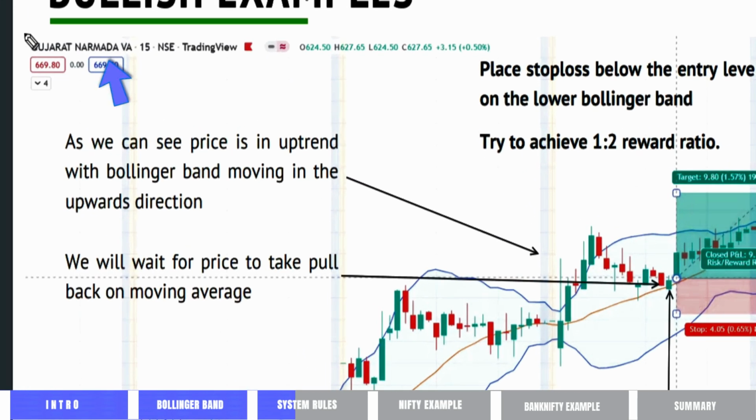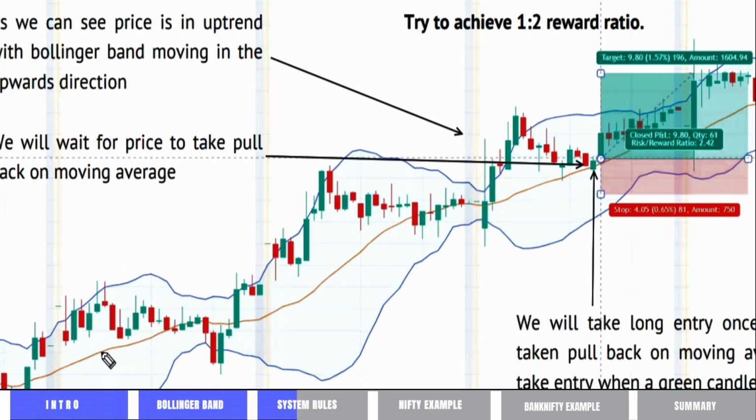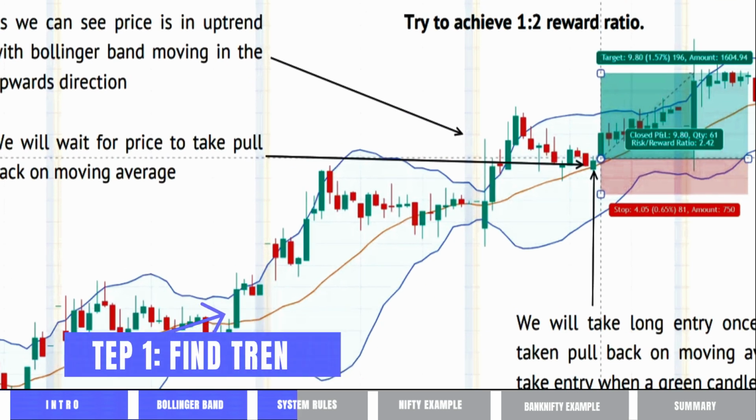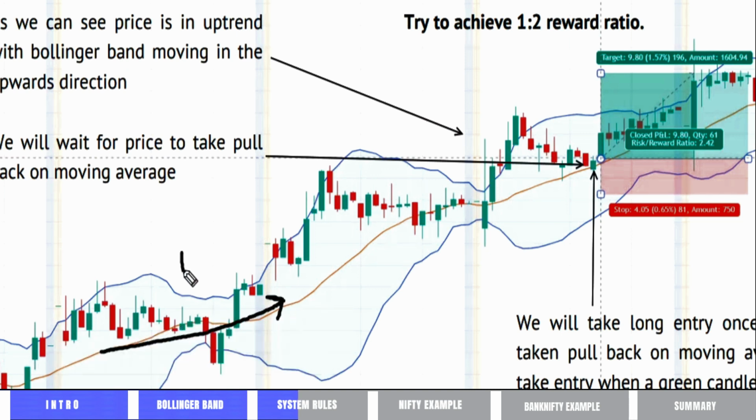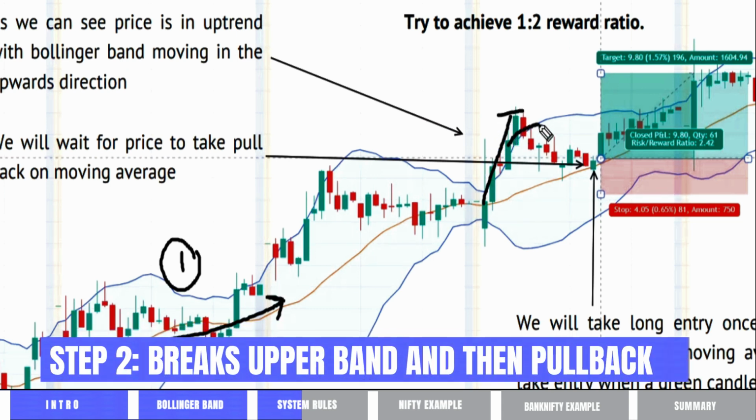The first example I'm showing is for Gujarat Narmada, and I'm doing it on a 15 minutes time frame. The first thing that we want to see is where the middle line, or the moving average, is going, and we can clearly see that it is pointing upwards. So our first condition is true, that the trade is in an uptrend. That means now we are only looking for a buying entry. So now let us see how and when we will get the buying entry. If you notice here, the stock actually went up. It went above the upper Bollinger Band.